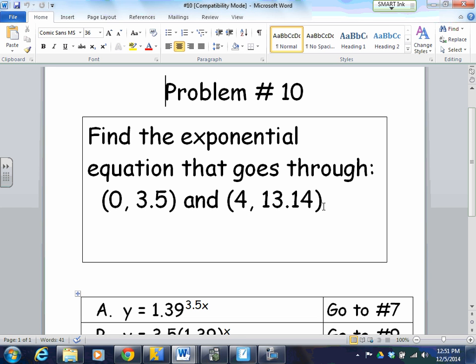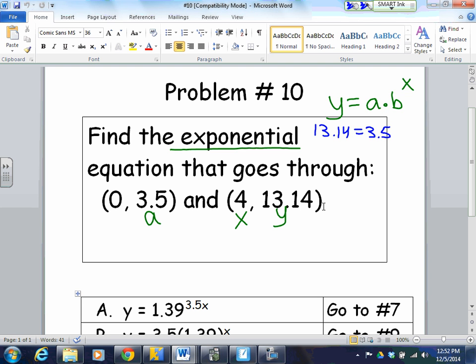So there's a couple ways to do this. Basically, when they give you points, if we're thinking exponential, we know it's going to be y equals a times b to the x. And when they give you points, the initial value, what you start with, is always the one that goes with when x is 0. So that 3.5 is going to be your a value, and the other point is going to be your x and y. So you can just go ahead and plug things into the general form here and do some algebra.